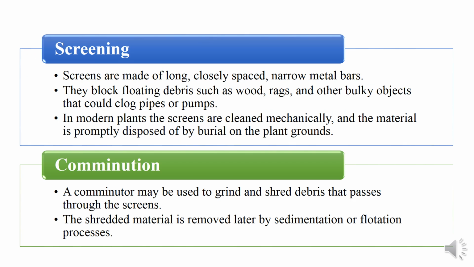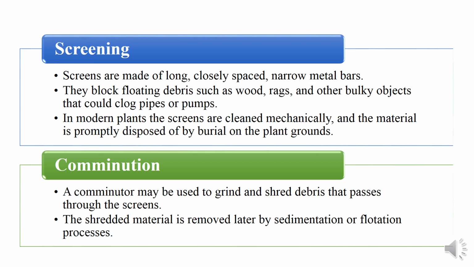First one is the screening. Screens are made of long, closely spaced, narrow metal bars. They block floating debris such as wood, rags, and other bulky objects that could clog pipes or pumps. So for this, those particles which are larger in size and can block the passageway of the pipes are firstly separated by screening.